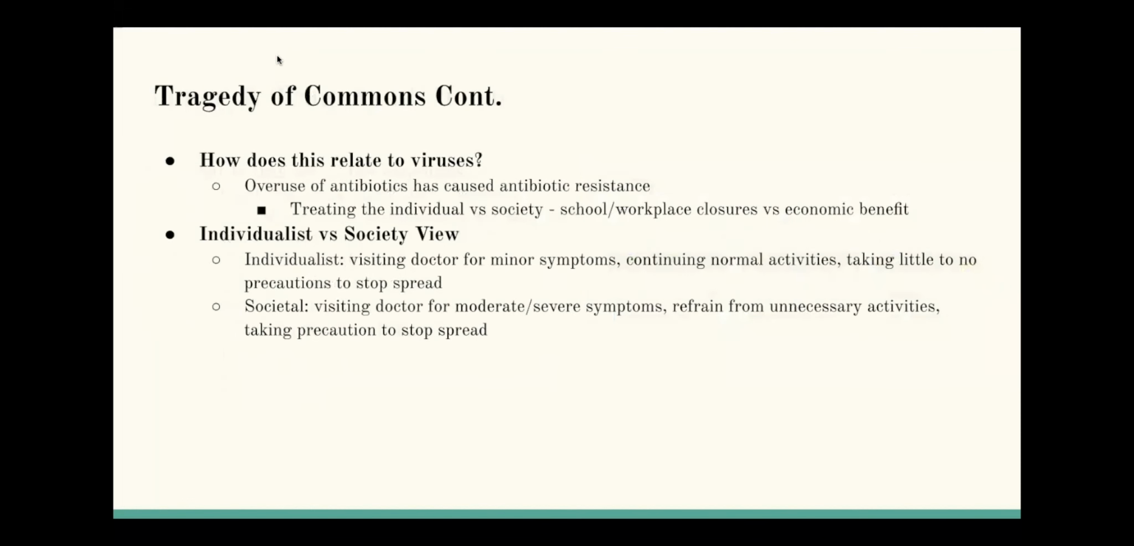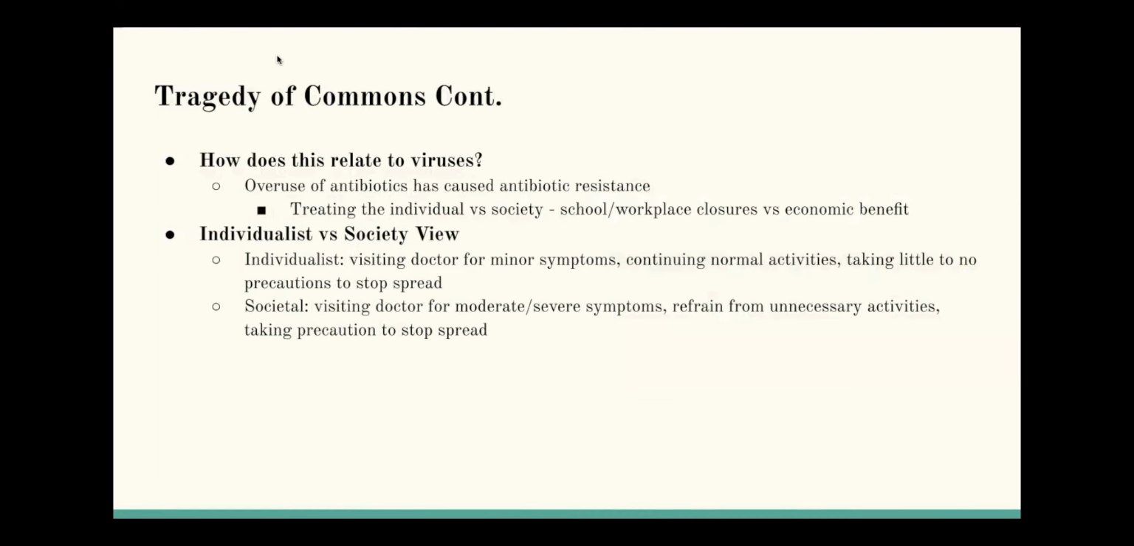So how can we relate this to viruses? The paper discusses how the overuse of antibiotics has led to antibiotic resistance. While this isn't entirely virus related, it presents a perspective I would like to spend some time on. That is the individualist versus the societal perspective. Things like school and workplace closures for safety of as many people as possible, or the economic benefit of leaving everything open but allowing and encouraging virus transmission.